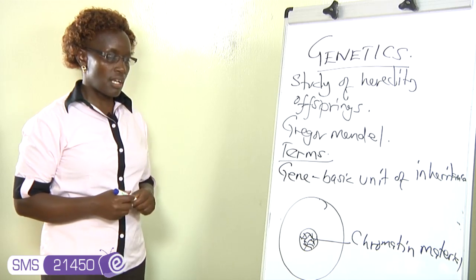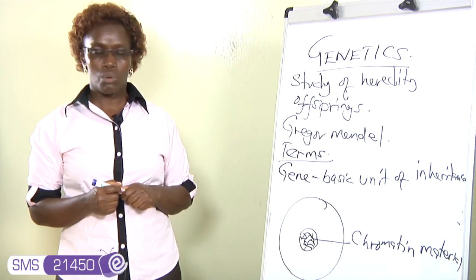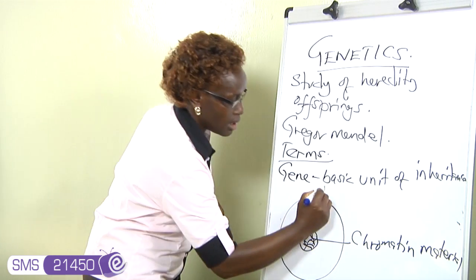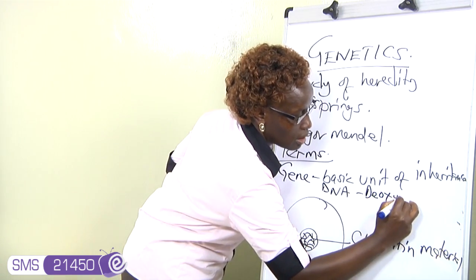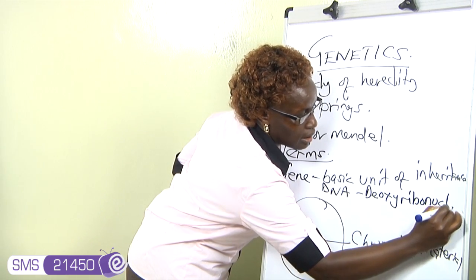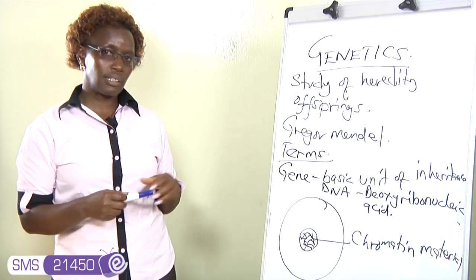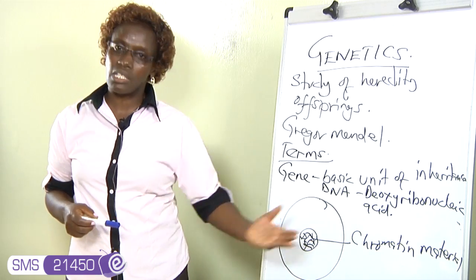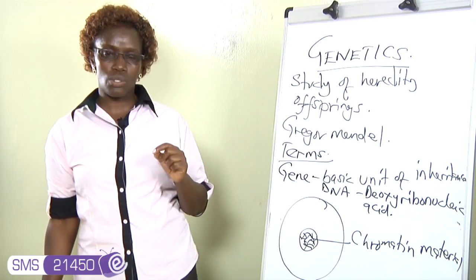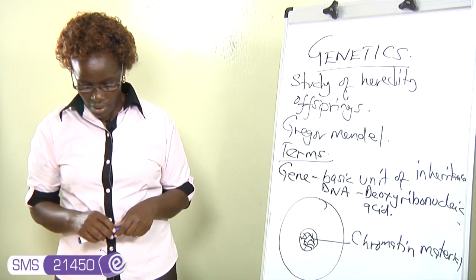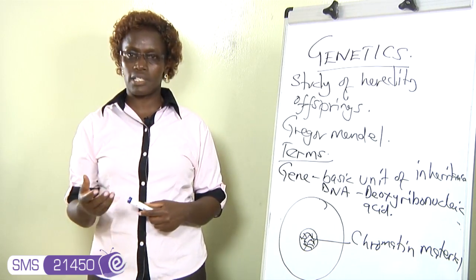The genetic material, or even the chromosomes, are made up of that chemical known as DNA, which is short for deoxyribonucleic acid. So when you talk of DNA, it's found in the nucleus and is actually the genetic material. And the basic unit responsible for inheritance of a single characteristic is called the gene.